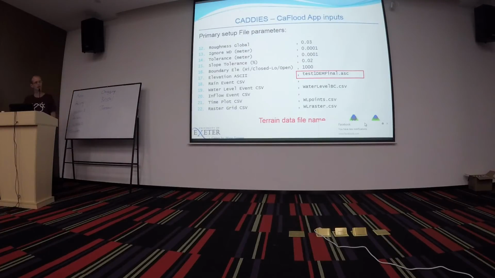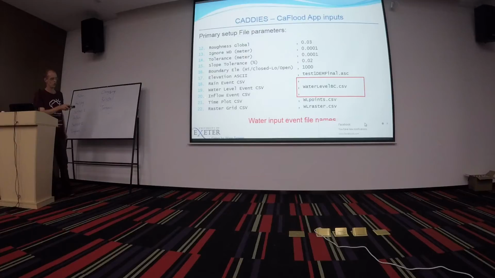Then we need a terrain file name, which will link to another file which will have the terrain data in it. I'll show you one of those in a little while. Then we need some inputs. So we can have 3 types of inputs: a rain event, or an inflow, which is like a pipe burst from a single point, or a water level event, which is used to simulate dam breaches, as the water from behind the dam replaces itself.